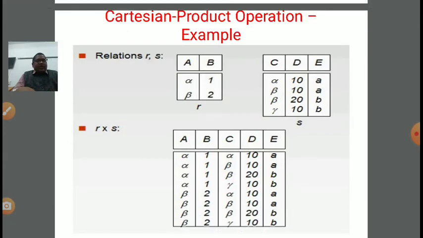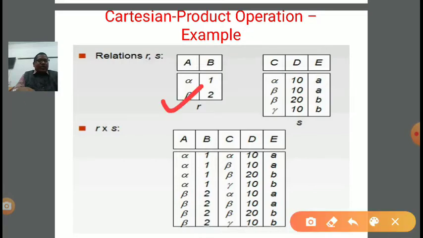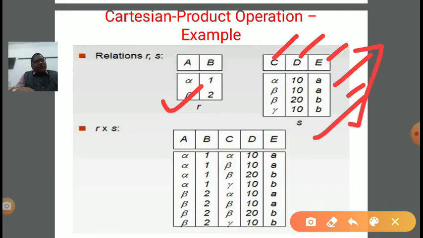Now, for an example, suppose I have taken two relations R and S. In relation R there are two attributes A and B. Alpha 1 is the first tuple, beta 1 is the second tuple. The second relation has 3 columns C, D and E. The first row is alpha corresponding to C, 10 corresponding to D and A corresponding to E. The second row is beta 10 A. The third row is beta 20 B, and the fourth row is gamma 10 B. There are 4 rows in the second relation and 2 rows in the first relation.